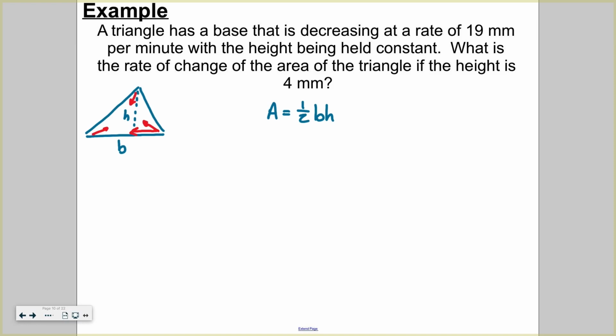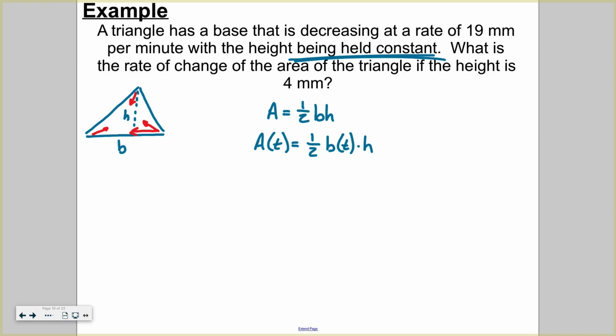However, a key here is that the height is being held constant. So that means the height doesn't change. So when we take our variables and turn them into functions of time, the height is not going to change into a function because the height doesn't change. So let's go ahead and do that. So the area changes. So this is going to be area with respect to t equals 1/2 the base with respect to t times our h. And again, since our h is constant, it doesn't change, so therefore it is not affected by time. And then we want to find the rate of change of the area of the triangle if the height is 4.